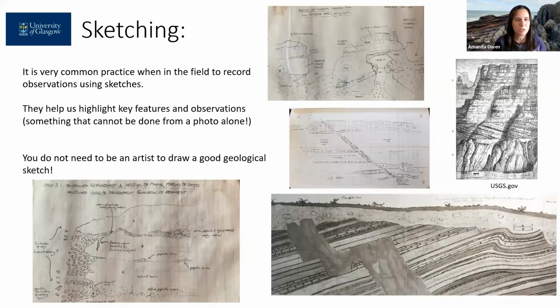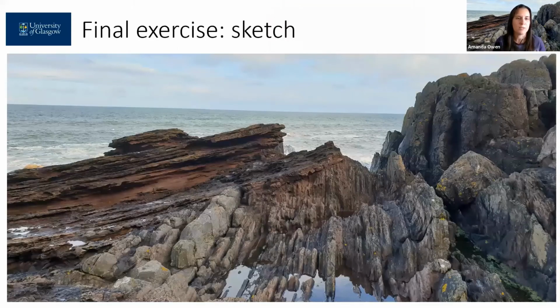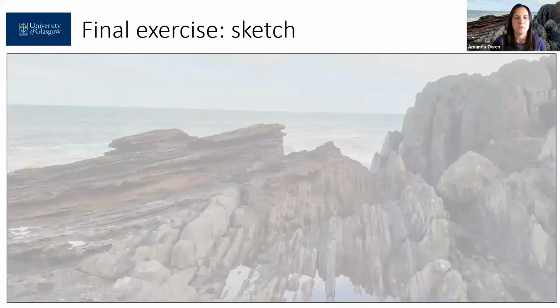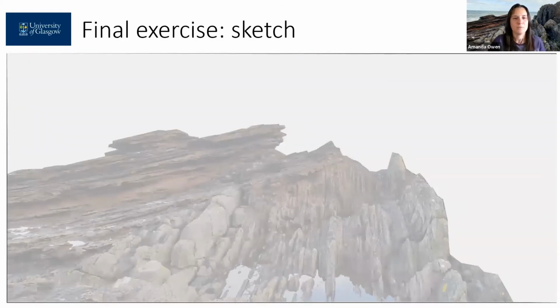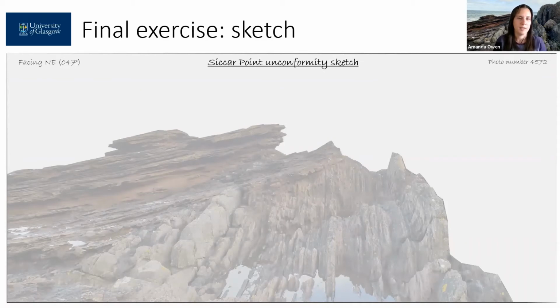So I'm just going to guide you as to what we do when we draw a sketch. The first thing that we need to do is put a title. Where is this sketch? So we're going to just pop our title here. For this particular outcrop, we're going to title it Siccar Point Unconformity Sketch. We're also going to put an orientation just so that people can see which way we're reviewing and hopefully be able to recognize the same outcrop if they go there and see exactly where you've taken that sketch from.